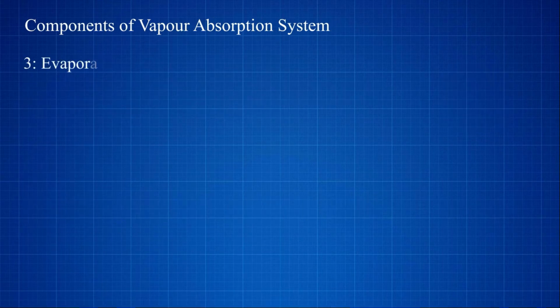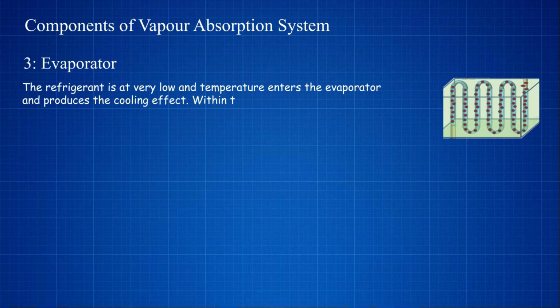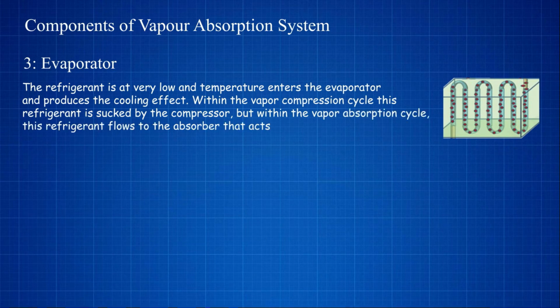3. Evaporator. The refrigerant at very low pressure and temperature enters the evaporator and produces the cooling effect. Within the vapor compression cycle, this refrigerant is sucked by the compressor, but within the vapor absorption cycle, this refrigerant flows to the absorber that acts as the suction part of the refrigeration cycle.